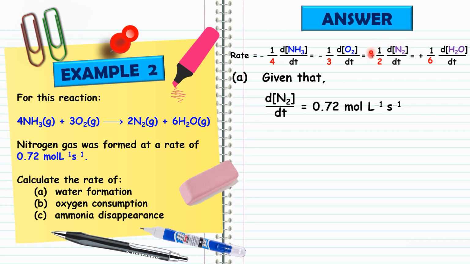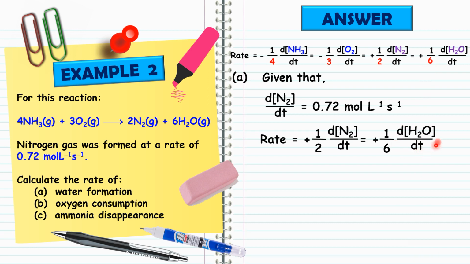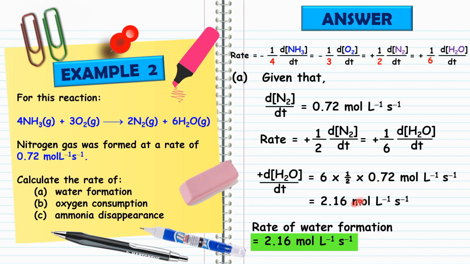And then we want to calculate the water formation. So relate the expression for nitrogen with water. We get like this, right? And then we want to find the rate of formation, which refers to this expression, d concentration H2O over dt only. So therefore, 1 over 2, you have to move to the other side and become like this. Remember, the sign should be in front of the expression. So 1 over 6 brought to the other side becomes 6 times half times 0.72, and you will get the rate of water formation as 2.16 mole per liter per second.